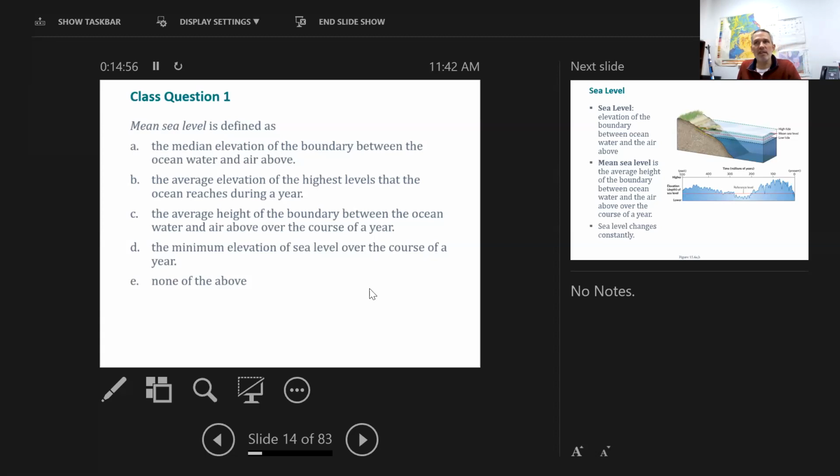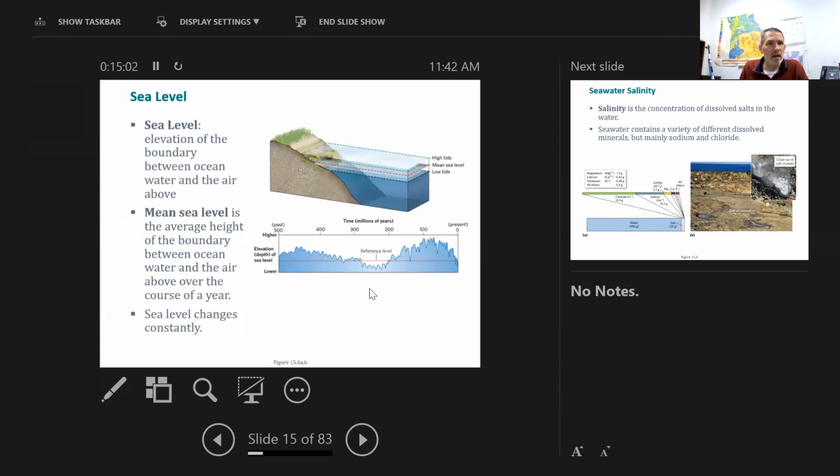So when we start looking at sea level, it is defined as the elevation of the boundary between water and land, where the water is below and the air is above. And that changes quite a bit. In a math class, you may have learned that mean means average. So we look at mean sea level. This is the average sea level of the boundary between the ocean and land over the course of a given year. And so sea level is constantly changing.